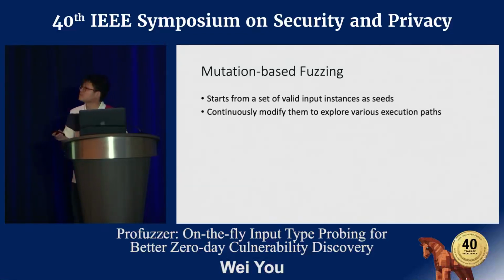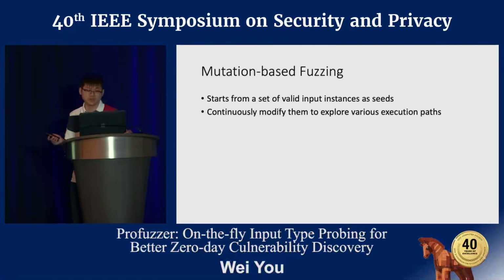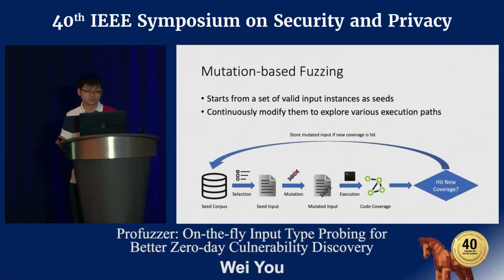And first, let me give a brief introduction to mutation-based fuzzing. It starts from a set of valid input instances as seed inputs and continuously modifies them to explore various execution paths. In each fuzzing iteration, an input is selected from the seed corpus for random mutations, and the mutated inputs are executed on the target application, and their code coverage is traced. Those mutated inputs that increase code coverage are saved into the seed corpus for further mutation.